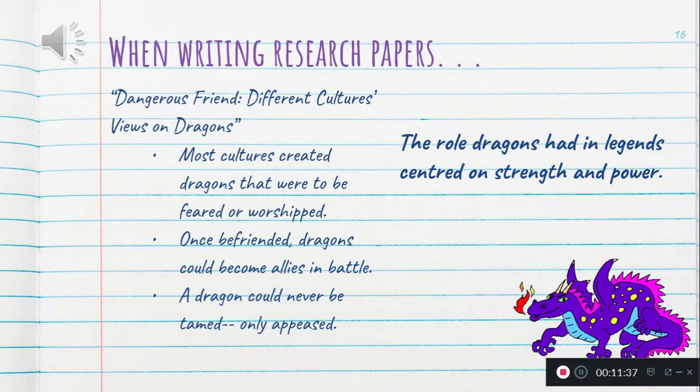From our third source, Dangerous Friend, Different Cultures' Views on Dragons, we can gain the following. First, most cultures created dragons that were to be feared or worshipped. Second, once befriended, dragons could become allies in battle, according to legends. And finally, that a dragon could never be tamed, only appeased.